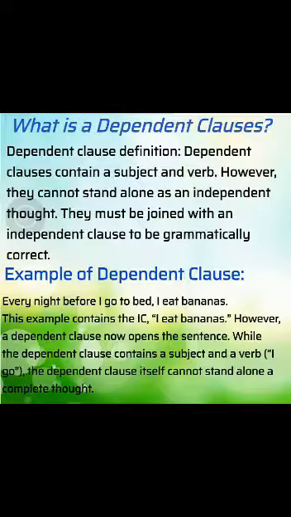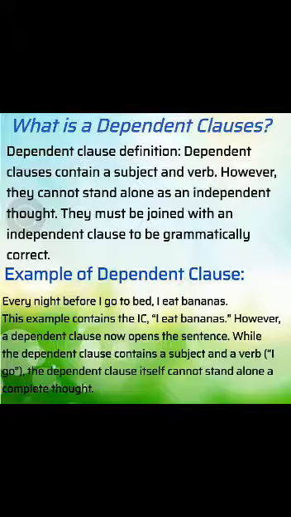What is a dependent clause? As I told you, whatever is dependent, means क्या होता है? निर्भरता. जब कोई वाक्य किसी दूसरे वाक्य पर निर्भर हो, that is a dependent clause. A dependent clause contains a subject and verb. However, it cannot stand alone as an independent thought. जैसे independent thought itself stands, but it cannot stand. They must be joined with an independent clause. It means the dependent clause has to take support of the independent clause. At that time it can be grammatically correct.